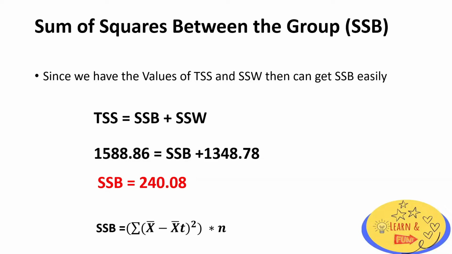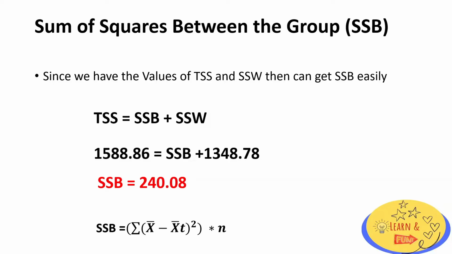This is one way of doing it, or else you can also use the formula to get SSB. The formula is: we have three groups, so we have three means. These three means are each subtracted from the combined mean, which is taking all the groups together, and then you square it and multiply by n. Here n is the number of observations in each group. In our case it is 10, so it is multiplied by 10.